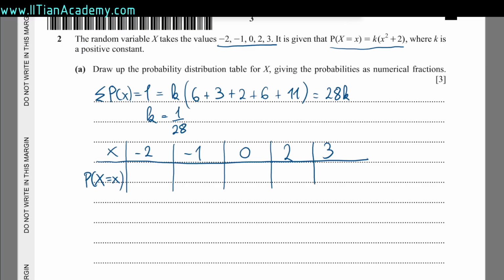Now that we have found k, it's pretty straightforward. You just have 6 over 28, 3 over 28, 2 over 28, 6 over 28, and 11 over 28.